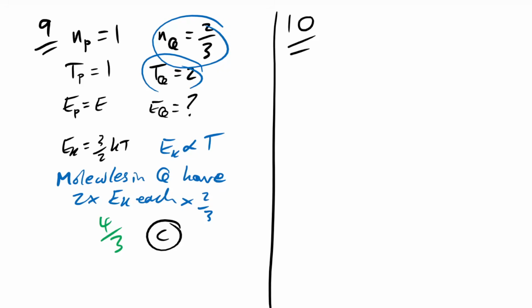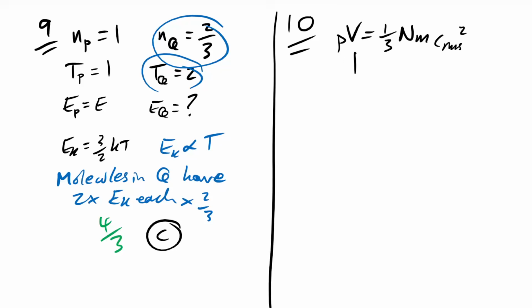Question 10, ideal gas, yet again. What is the pressure exerted by the gas? But we're given it in terms of c_rms. So what equation do we have that has c_rms in? Well, it's PV equals 1/3 N m c_rms squared.